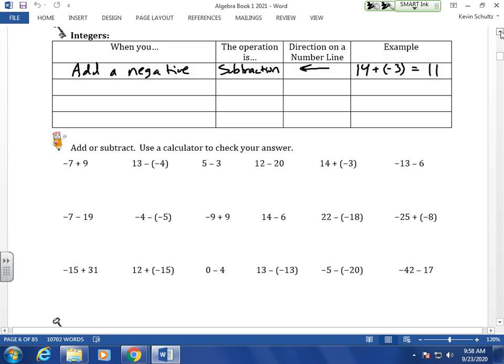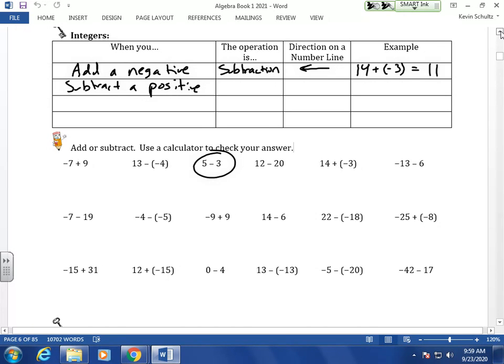How about when you subtract a positive? Give me an example here of subtracting a positive of the 18 below. What is subtracting a positive? Yes. 5 minus 3 is subtracting a positive. What's another example?